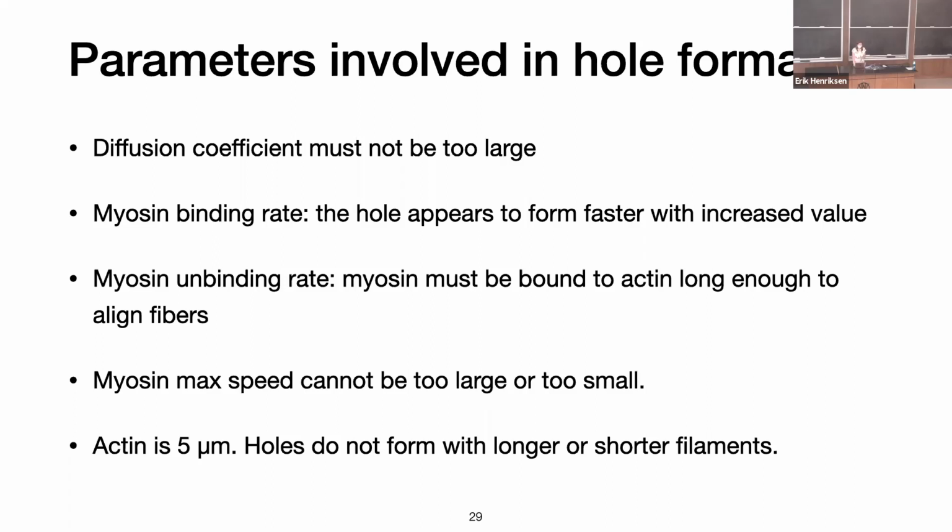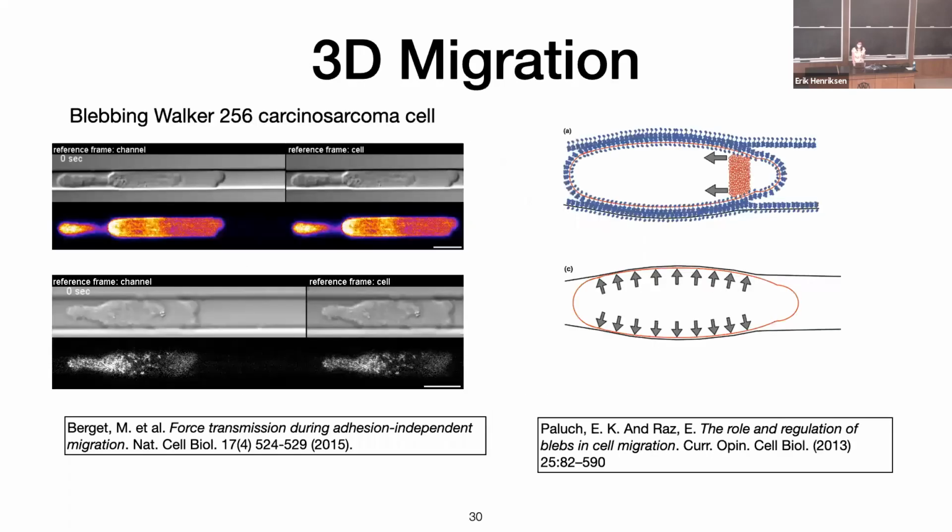So just trying to get a sense of what's happening in terms of getting holes in the cortex. So to switch gears, I don't have a lot of time left, so I'll just briefly talk about this. And then there's another part, but maybe I'll just flash the reference up for that.